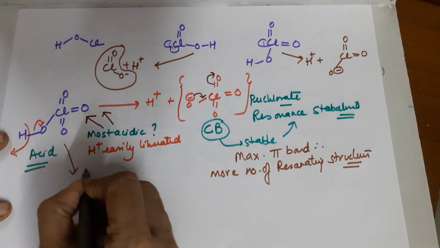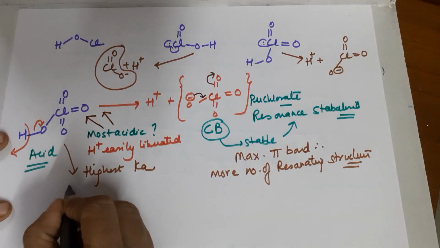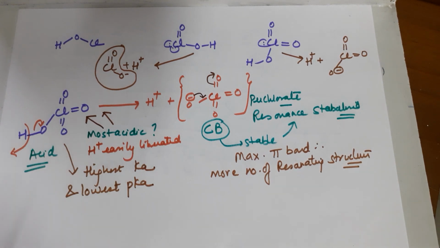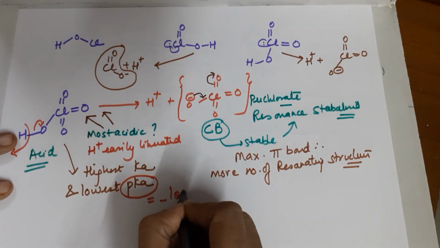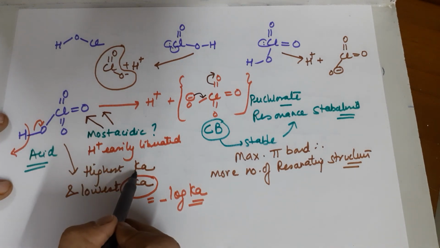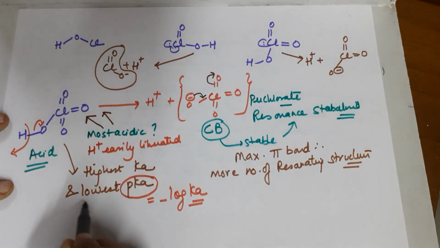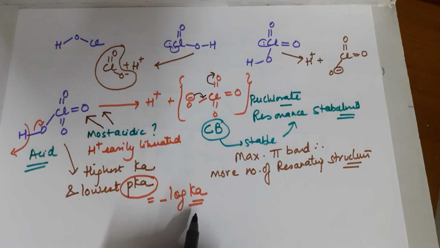This would have the highest Ka value and lowest pKa. For those of you who have no idea what I mean by the term pKa, it is minus log of Ka. So the acid whose Ka is higher, the pKa should be lower. So highest Ka would always have a lowest pKa, because pKa means minus log of Ka.